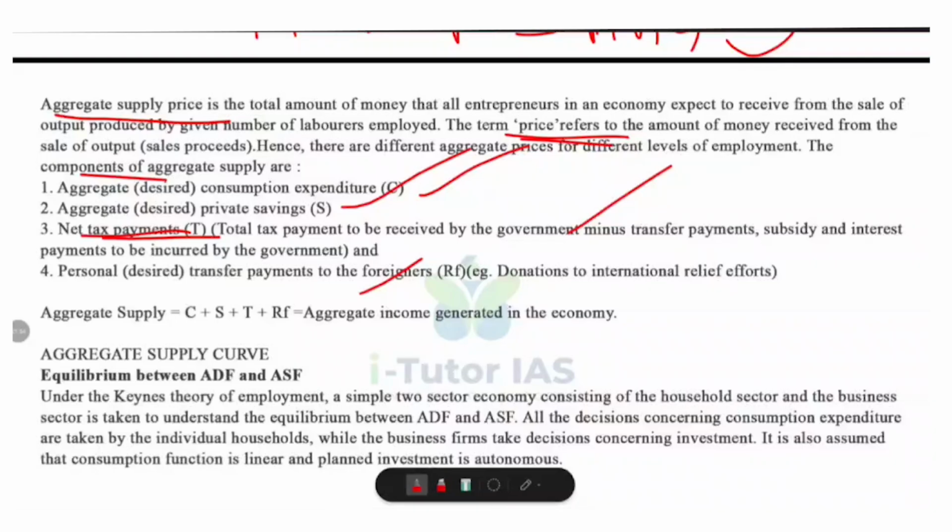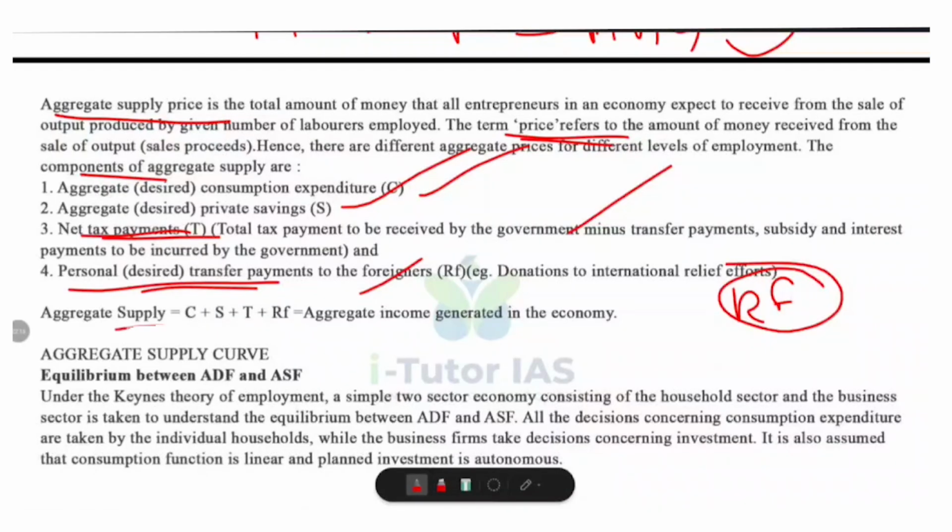Transfer payments means one-way transactions. So taxes to be received by the government minus any transfer payments, subsidies or interest payments the government has to make. Personal transfer payment means payments to foreigners, which we are representing by RF. For example, donations or aid sent abroad.